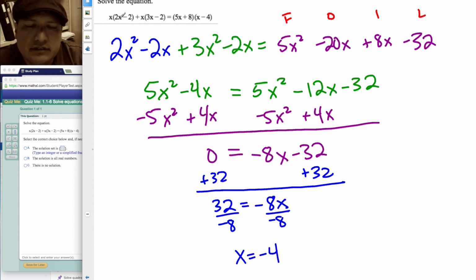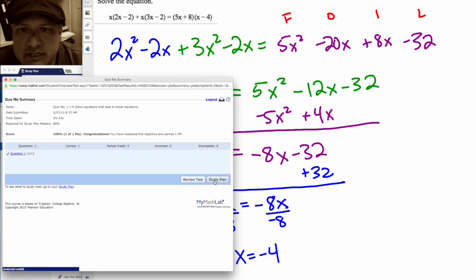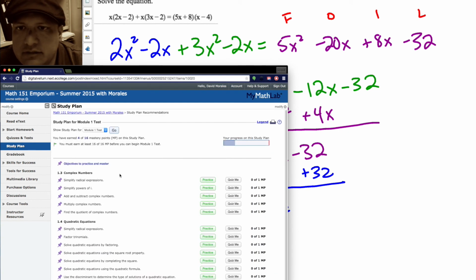And in this one, negative 4, you're not dividing by any negative 4, so I'll leave the check up to you. So negative 4. So we've now done 1.2.